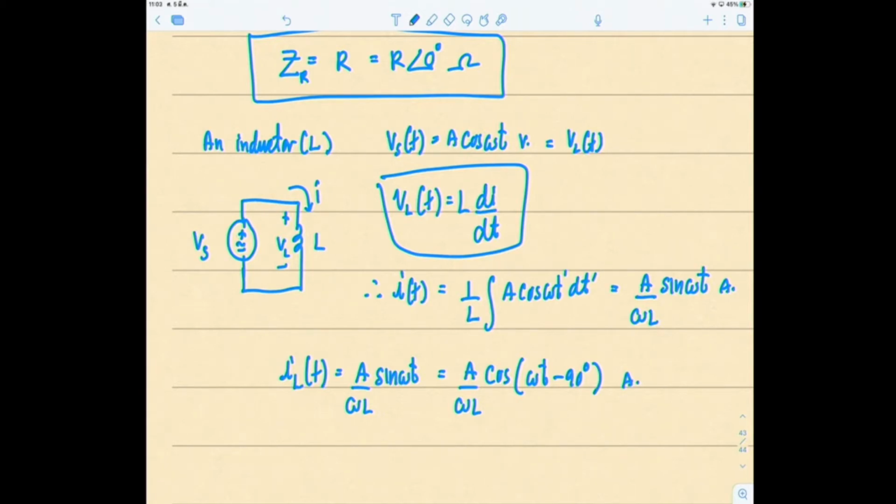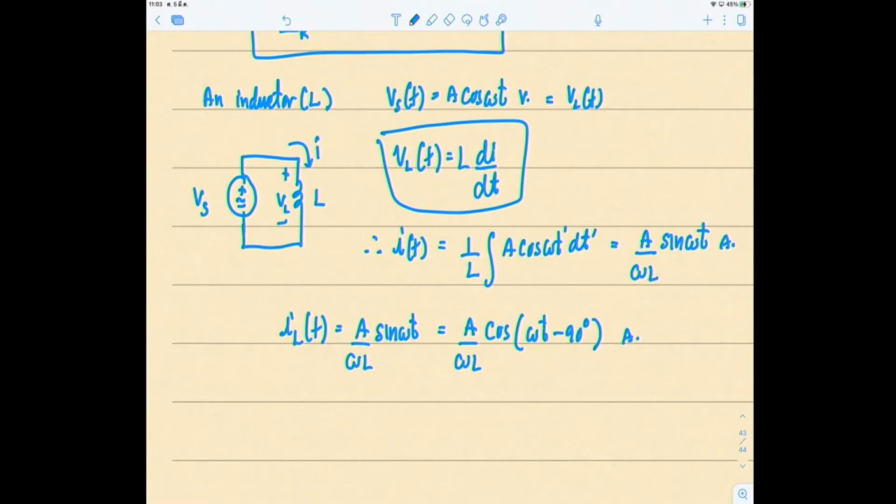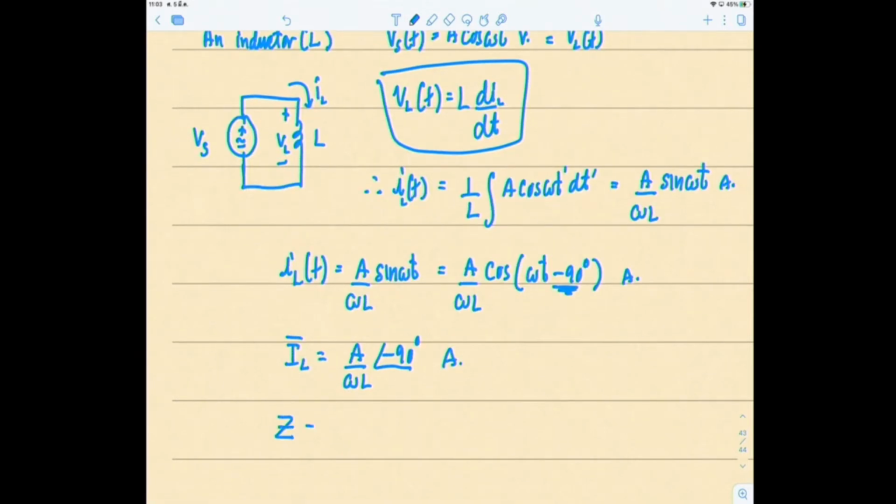And so now I can change to phasor form, right? The phasor form. So IL in phasor form would be A over omega L, with the phase angle of minus 90 degrees amps. So therefore, the impedance is then in this case VL over IL.